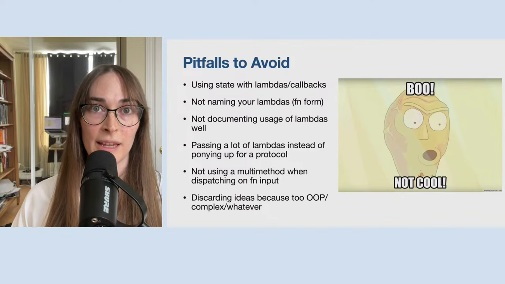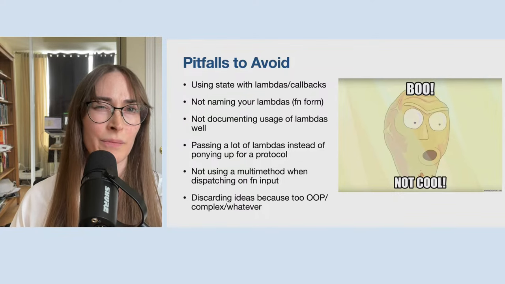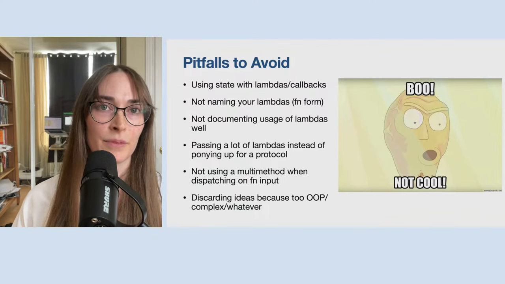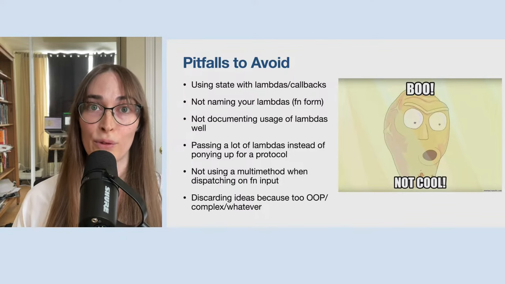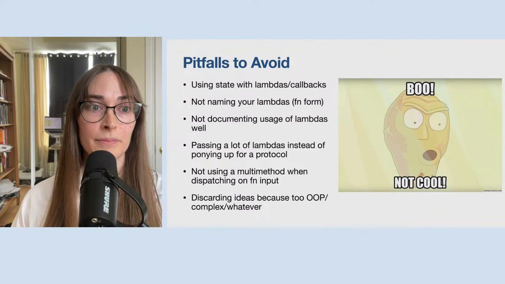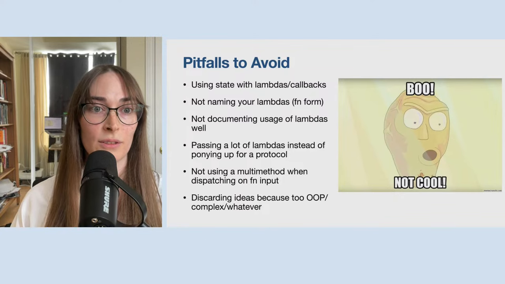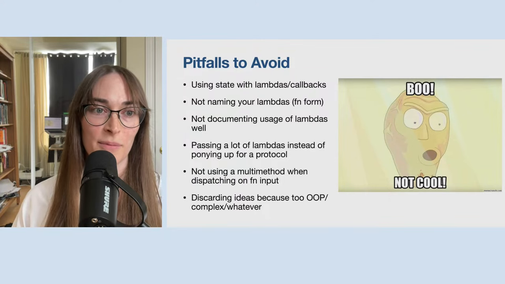Not naming your lambdas. If you can name your lambdas, that's the best. In Clojure, you can actually name your lambdas, so they're not technically anonymous functions at that point. So if you can name them, or you could just have a top level define for your function and just pass that around. And of course, in Clojure, naming your lambdas actually makes them recursible. So that also helps if you want to, I don't know, create an anonymous, or not as anonymous, but semi-anonymous state pattern.